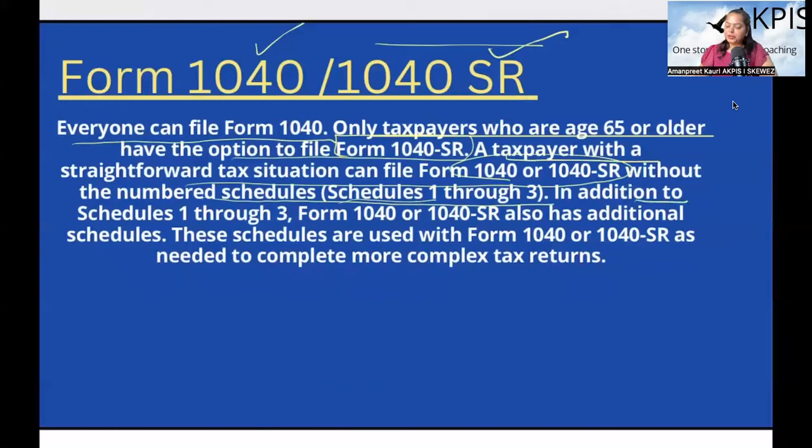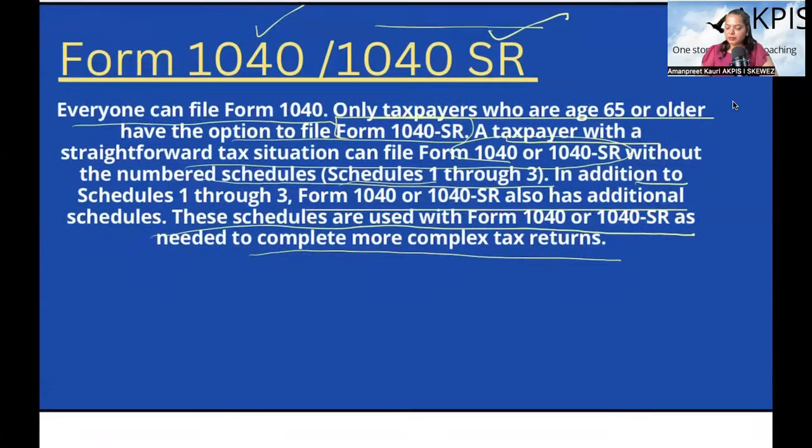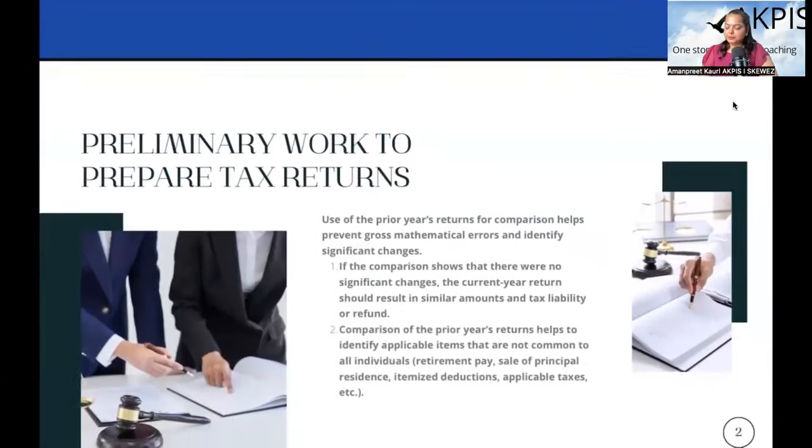But in addition to Schedule 1 to 3, Form 1040 or 1040-SR for senior citizens also have additional schedules. These schedules are used with these forms, whether 1040 for an individual or 1040-SR for an individual senior citizen. They need to be completed, as needed, to complete more complex tax returns. So that means without the numbered Schedules 1 to 3, you're supposed to fill certain schedules which are attached with the forms to complete your return.